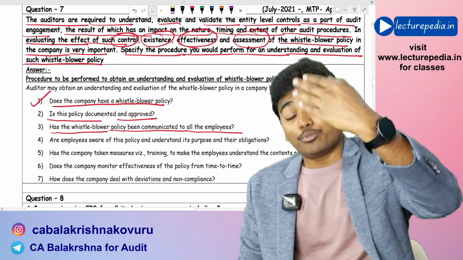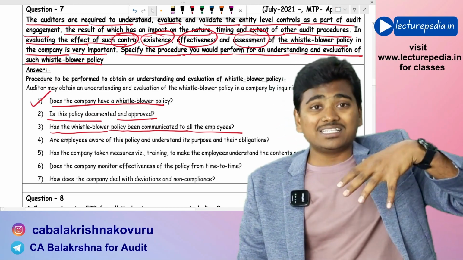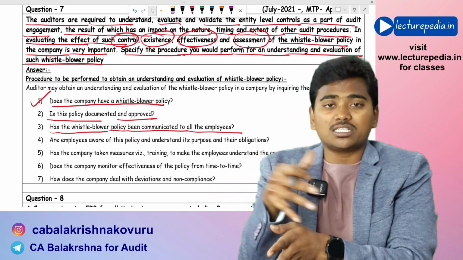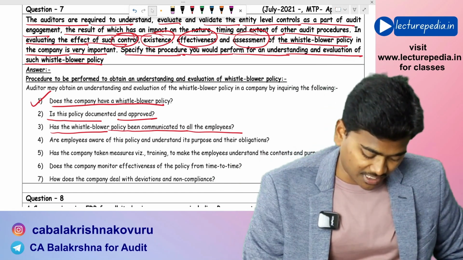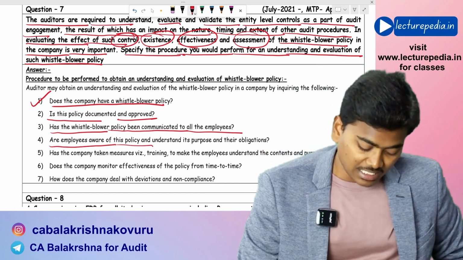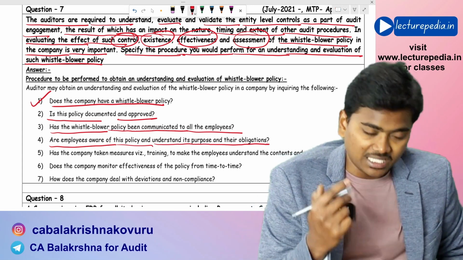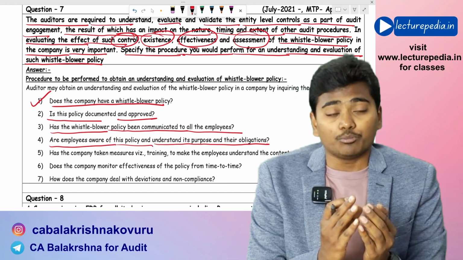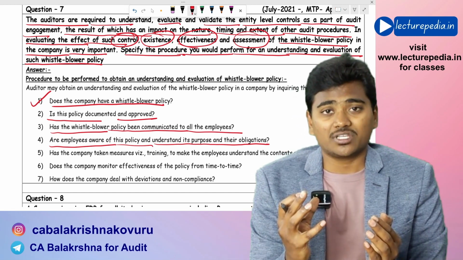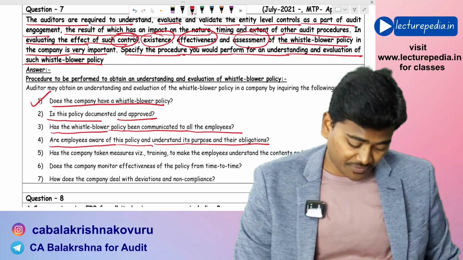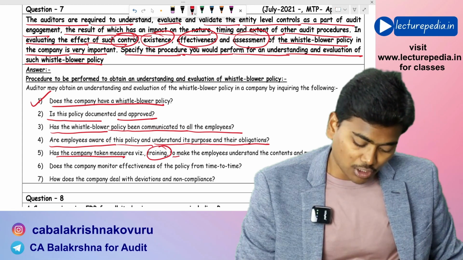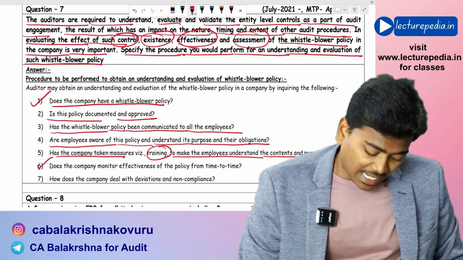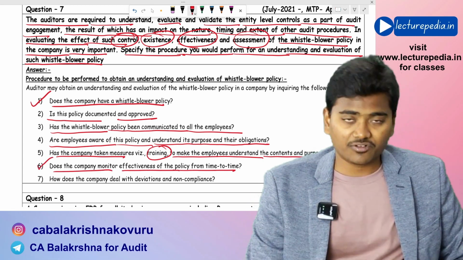After that, whether the employees are aware that there is a particular whistleblower policy in the company. Whether the employees have knowledge about this whistleblower policy or not, that will be verified. Are employees aware of this policy and do they understand its purpose and their obligations? Next, has the company taken any measures to communicate or to train the employees about the whistleblower policy? Has the company taken measures, that is training, to make the employees understand the contents and purpose of the whistleblower policy? And does the company monitor effectiveness of the policy from time to time?